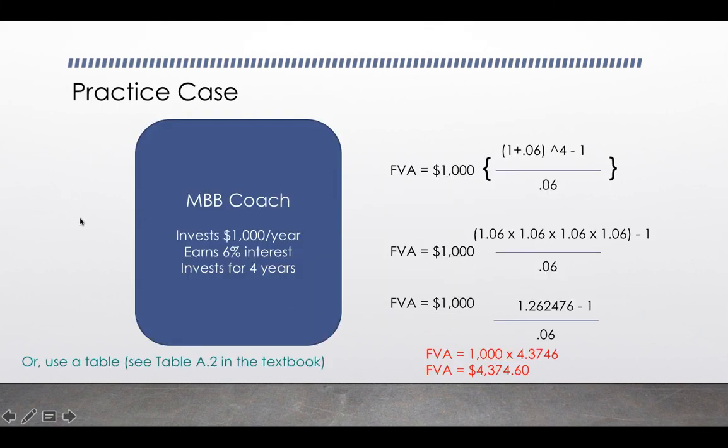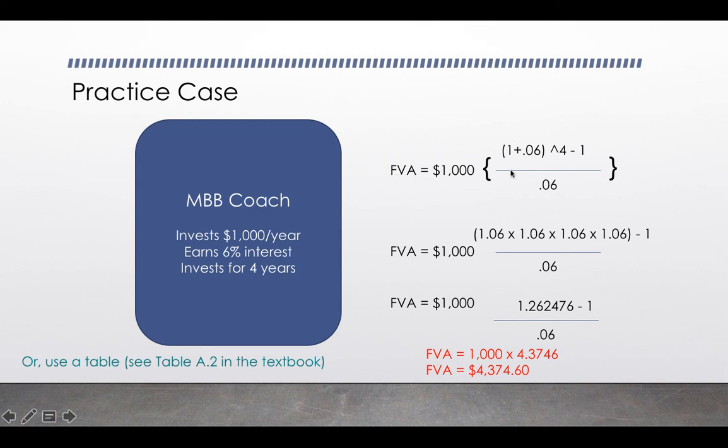So practice case here, we've got a men's basketball coach who is investing $1,000 a year into an investment account. This investment account earns 6% interest, pretty good interest rate. And he's planning to invest for 4 years, okay? So we have the payment amount, we have the interest rate, and we have the period of time, right? So we have all the information we need to calculate future value of an annuity.